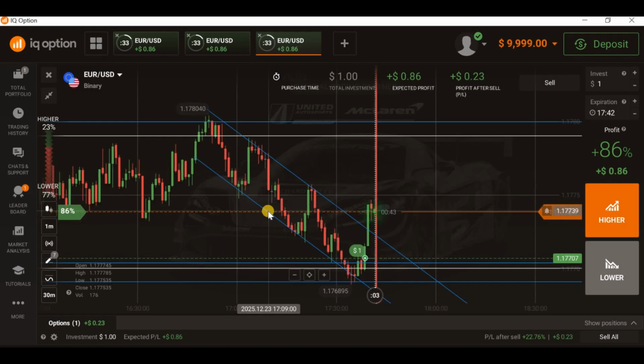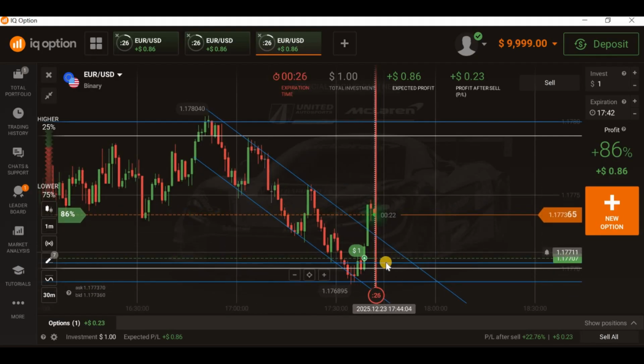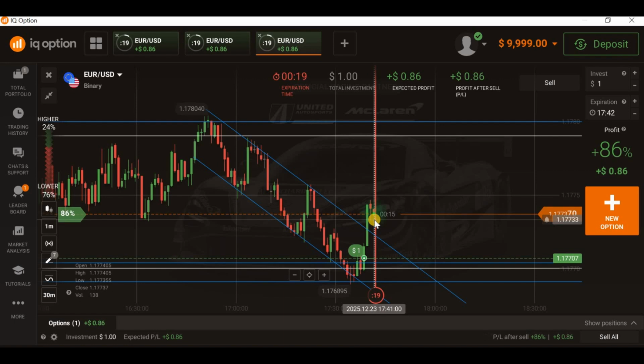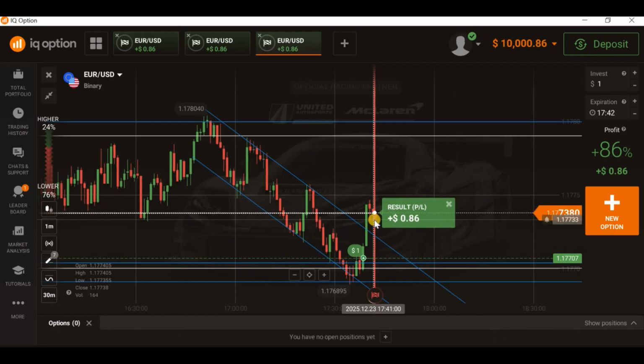This is where emotional control comes in. Because as we are speaking now, you can see this candle can just come down and break this level and I will lose the trade. But when something like this happens, it should not shake you and make you think, oh, my strategy is bad. No, the reason you lost is no longer because of you. The reason you lost is because this is how trading is. Even if the strategy is perfect, you can't win every trade.